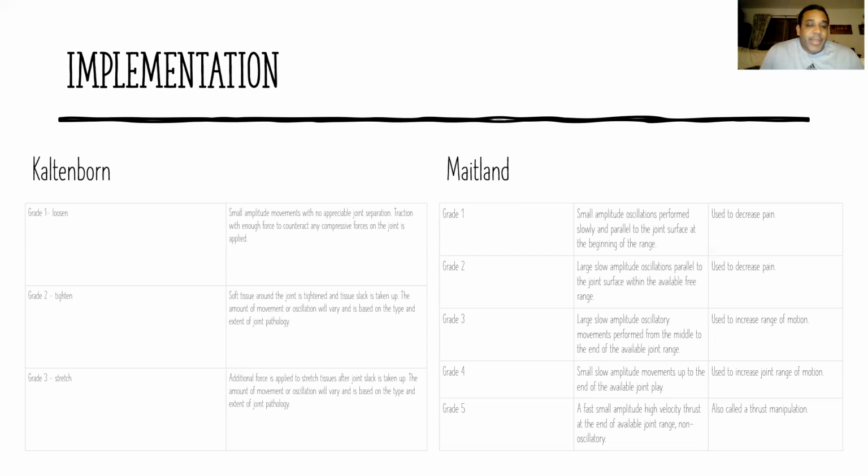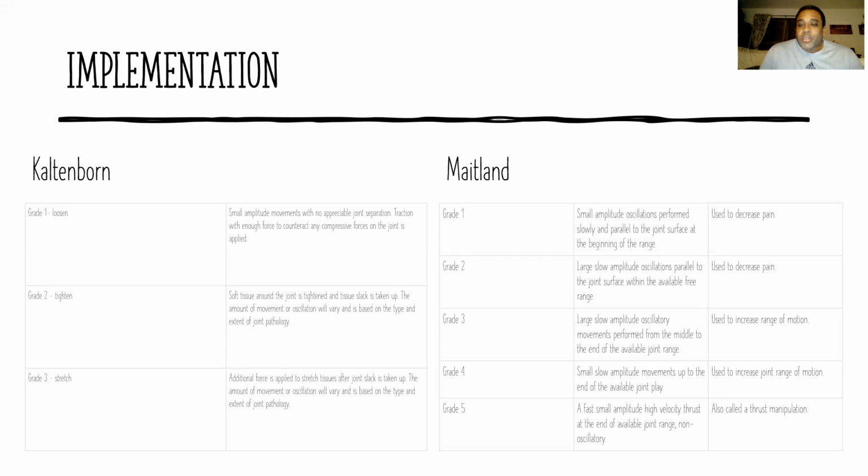Then you have your Maitland grades. Grade 1 is a small amplitude oscillation performed slowly and parallel to the joint surface at the beginning of the joint range, and it's used to decrease pain. So these are your small oscillations. You want to get little to no separation of the joint surface.